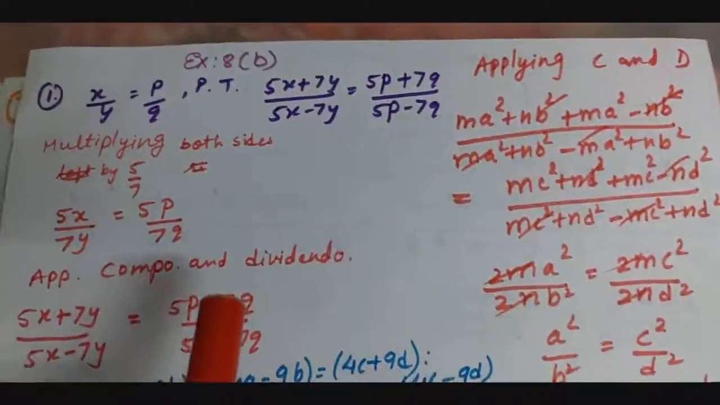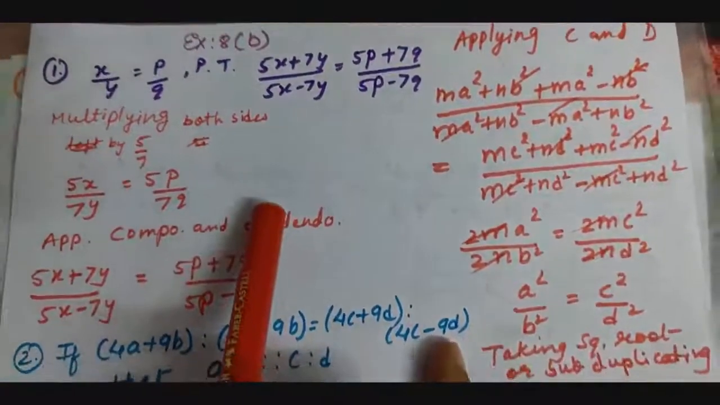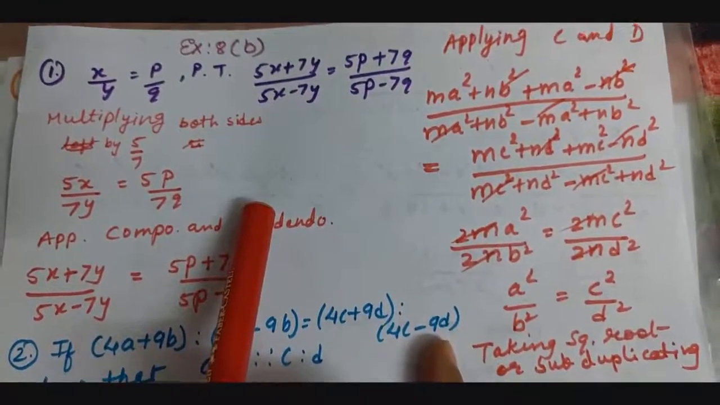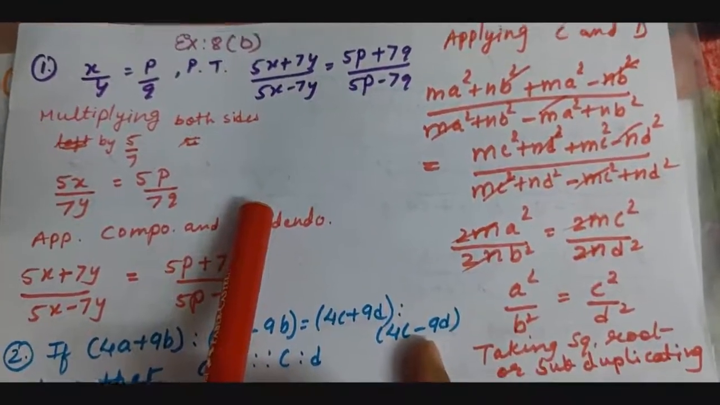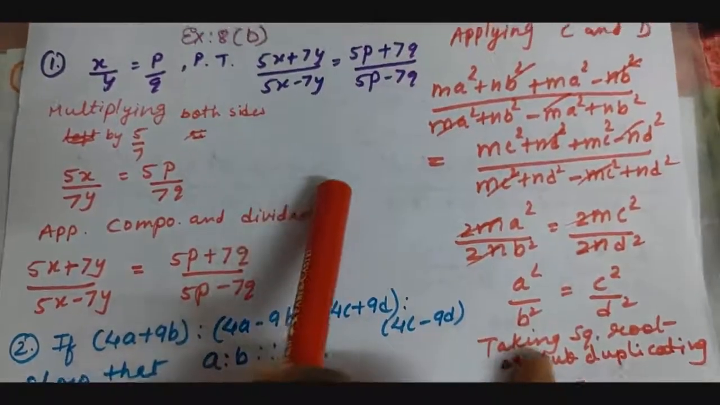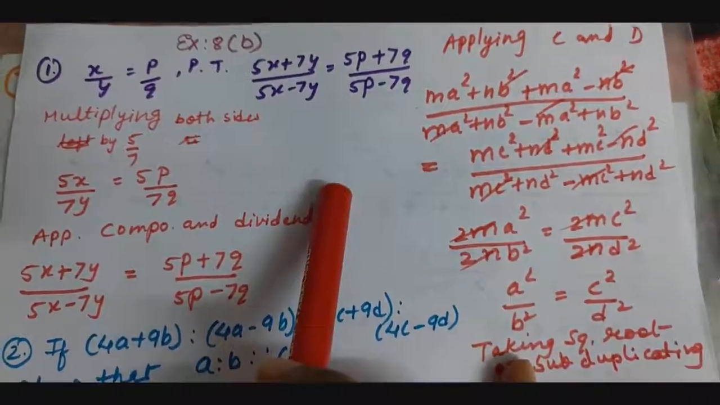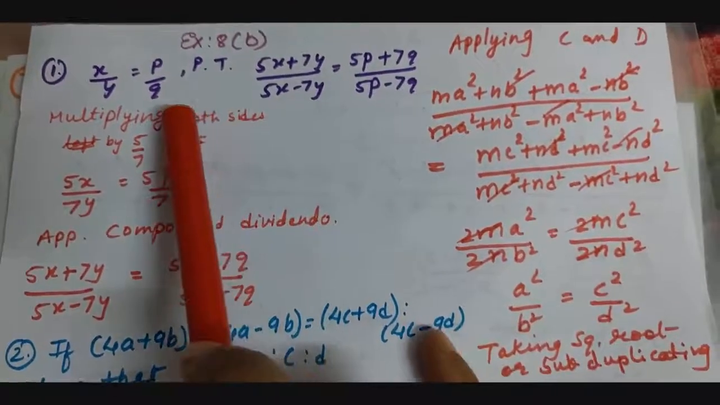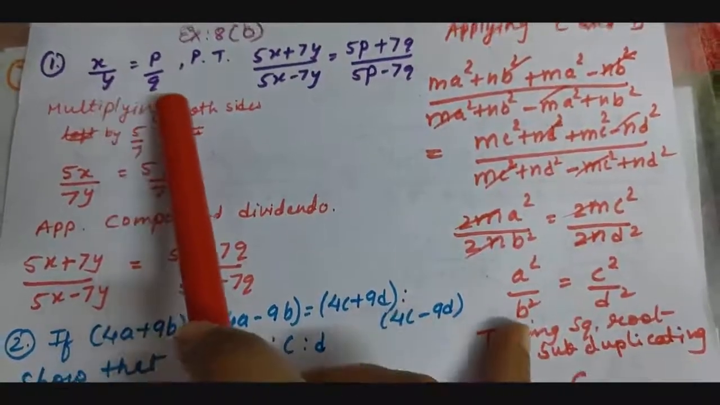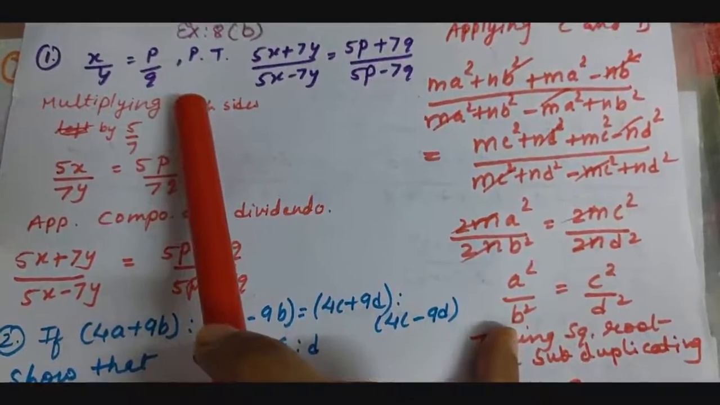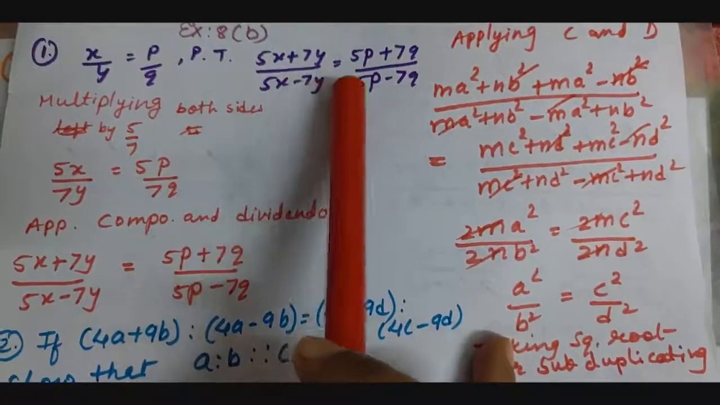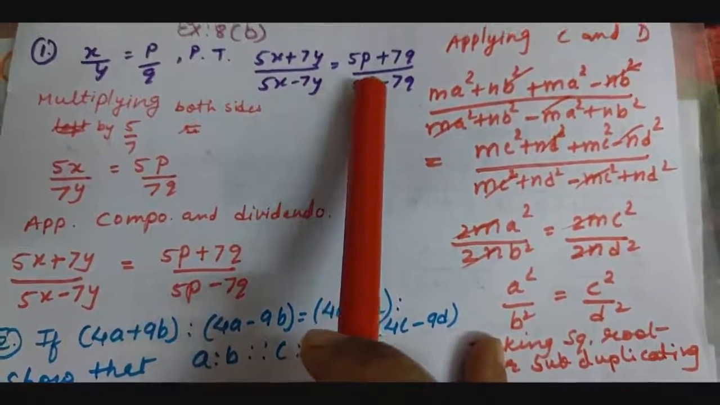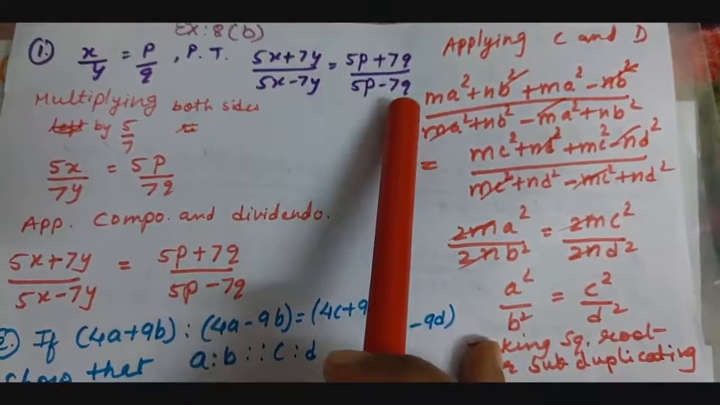Hello students, last week I explained exercise 8a and some important results which we can use in our next exercise. So now let us start exercise 8b. The first question here is: x by y is equal to p by q. Prove that (5x plus 7y) upon (5x minus 7y) is equal to (5p plus 7q) upon (5p minus 7q).